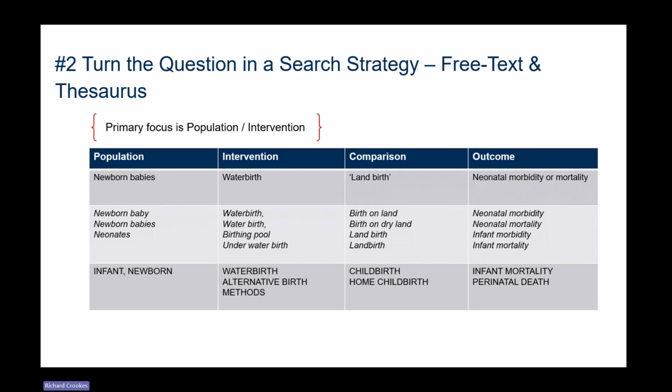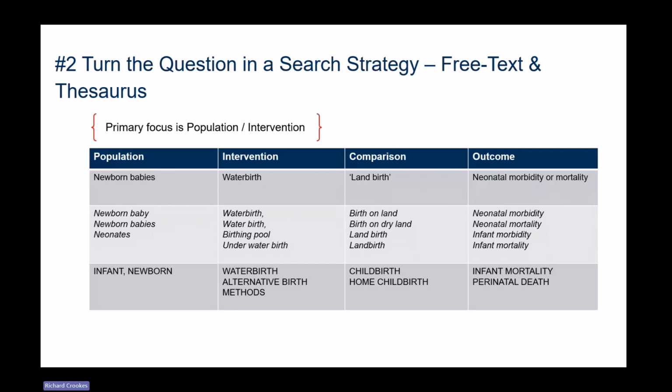Quite often, the focus will be on the population group, the patient group, and the intervention. There may not be a comparison, and the outcome can often be implied through the initial search question. The outcome here is neonatal morbidity or mortality. Once we've got our framework and identified the key elements, we can begin to consider what alternative terms and derivatives we could be using, especially when we look at free text or keyword searching.